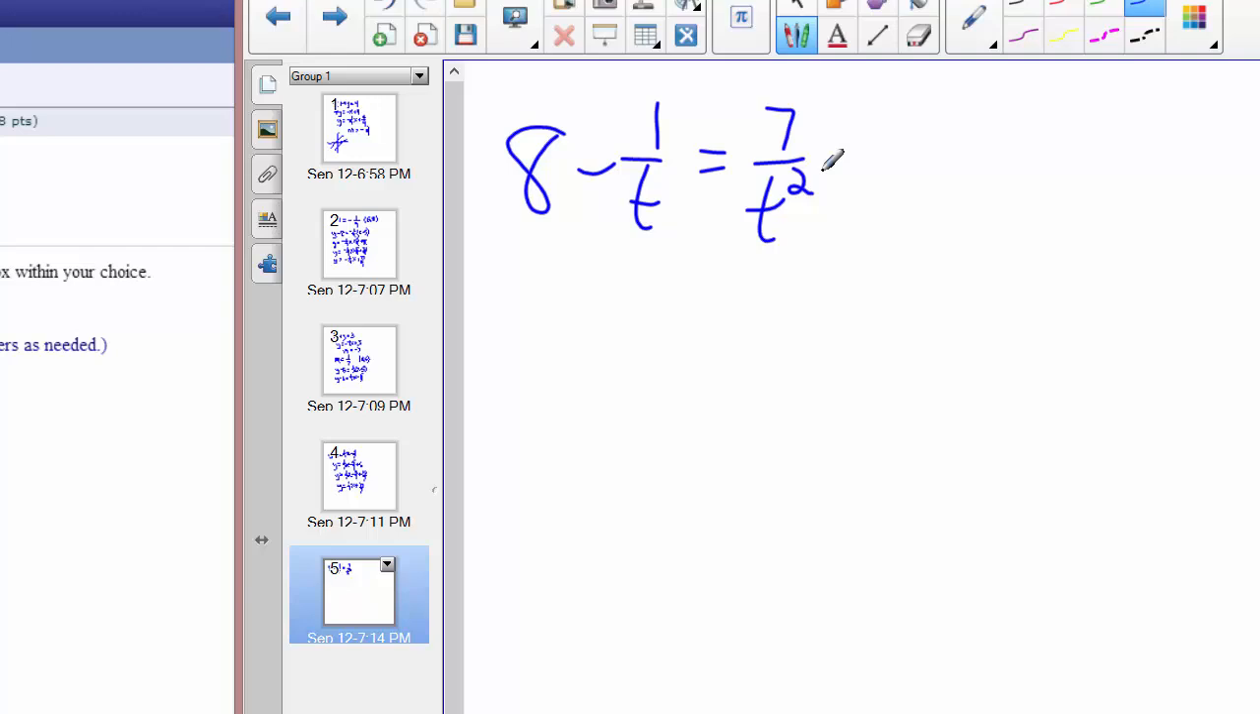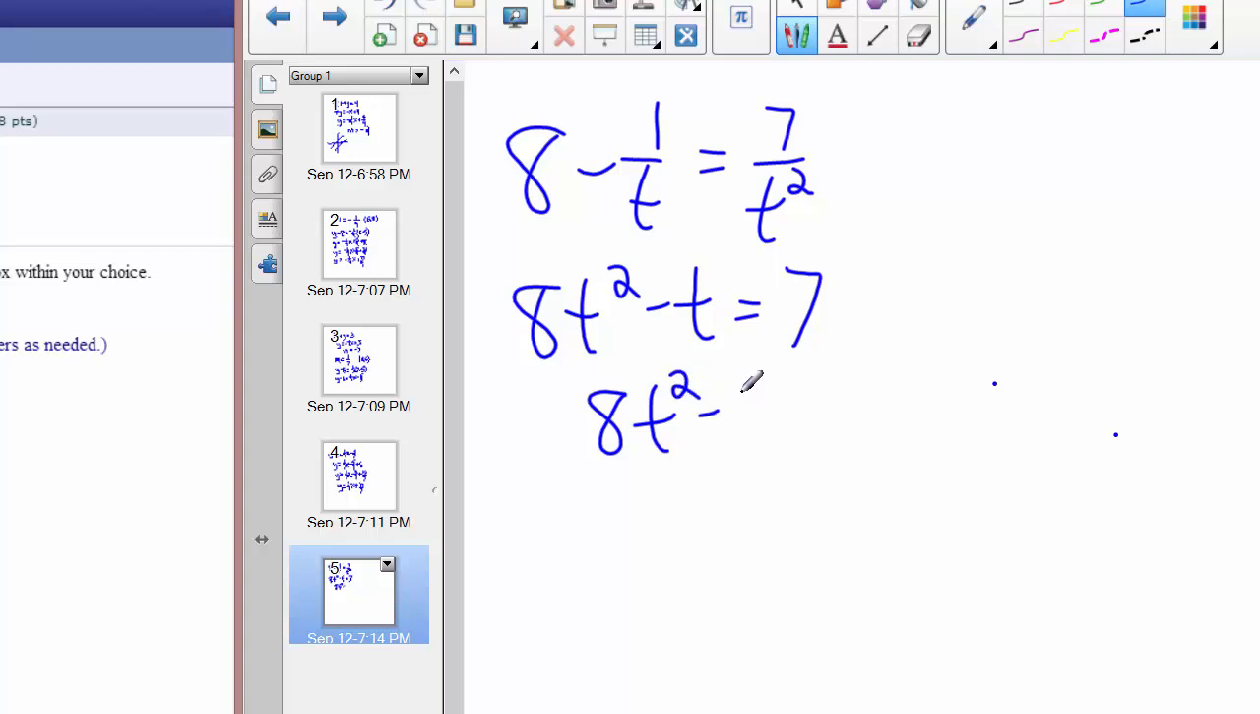Now in this case we will want to clear out the fractions by multiplying through by the common denominator, which in this case is t squared. So we will multiply the entire equation by t squared, and if we do that, we have 8t squared minus t is equal to 7. So we have a nice quadratic equation. Oops, that should be a t there. So there is our equation.